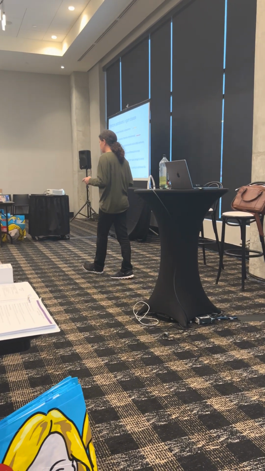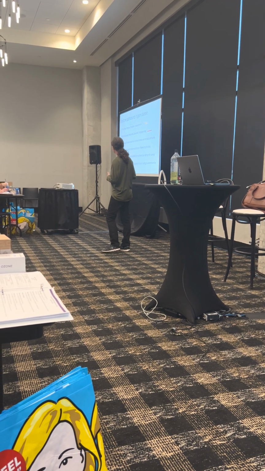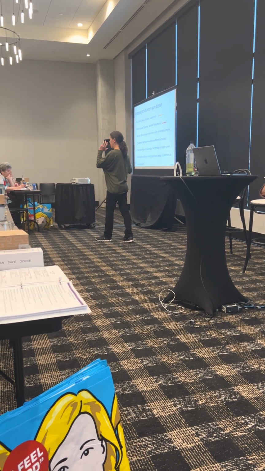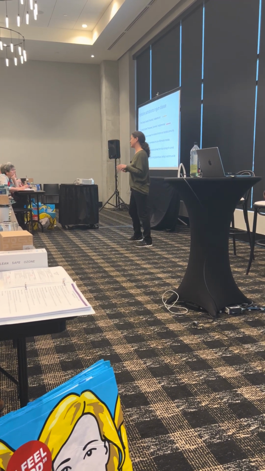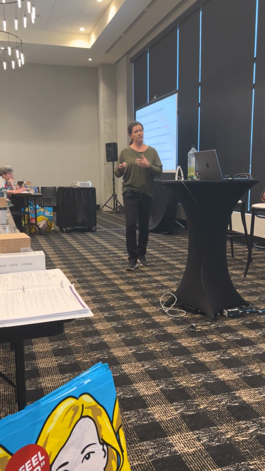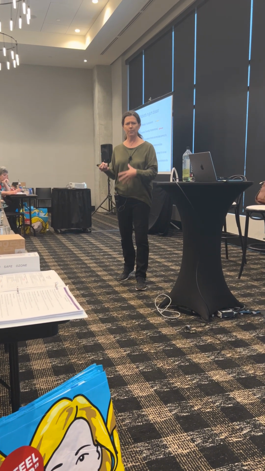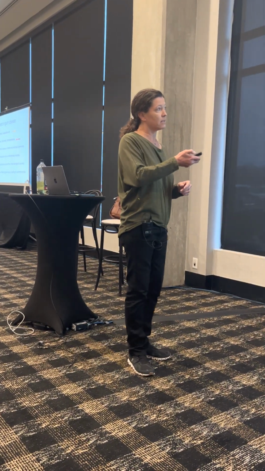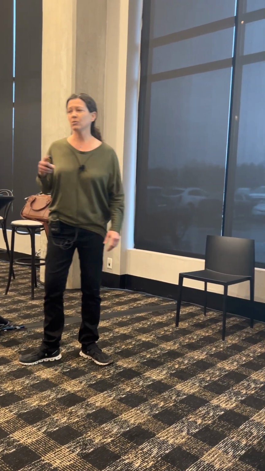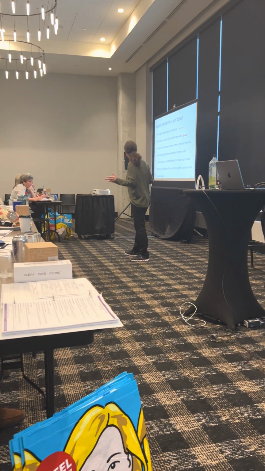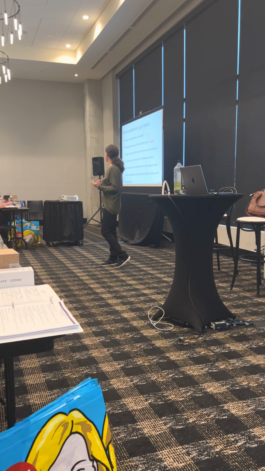So a little bit about the keystone pathobionts and gum disease. The orange complex is prevalent, we're seeing kids 12 years old that are having signs of dysbiosis these days. In dogs, it's about 7 months. So there's a lot more Prevotella than there should be, a lot more Fusobacteria than there should be, and that transitions to red complex, where you're starting to see an overabundance of Treponema, Tannerella, Porphyromonas, which is one of the scary ones, because if you get, for instance, Porphyromonas, at levels even less than 1% of bioburden in someone's subgingival scraping, that can increase the entire virulence of that population that lives below the gum line. We're finding that's how potent some of these microbes are.